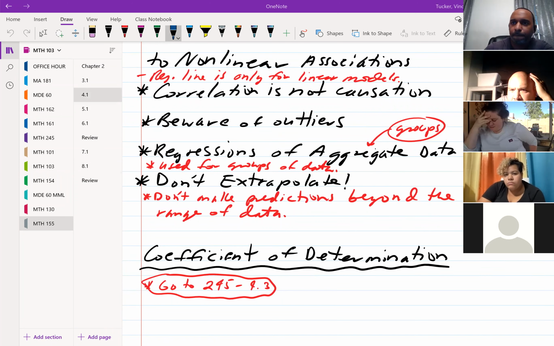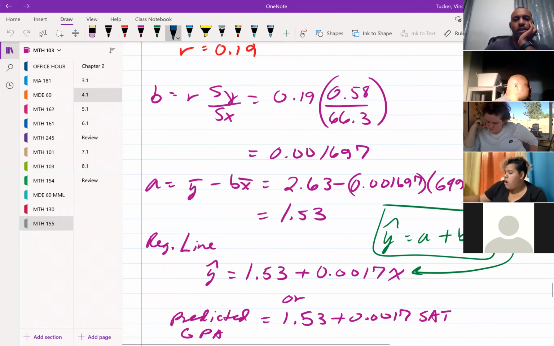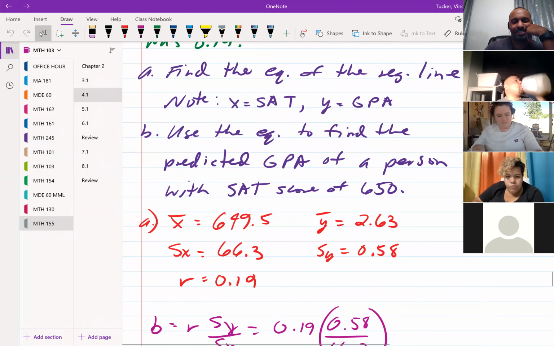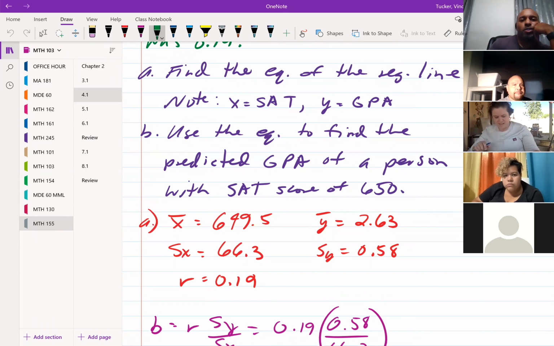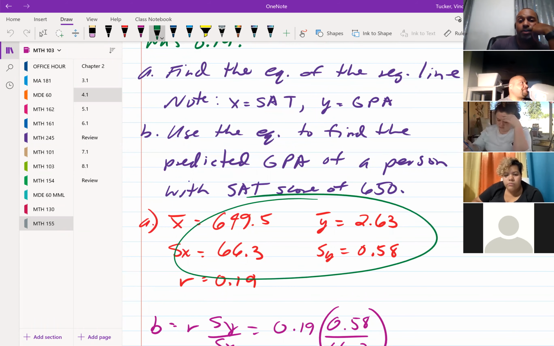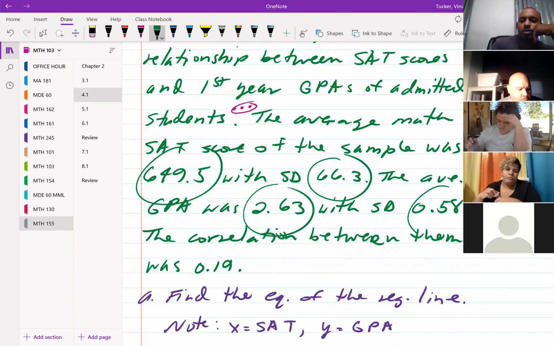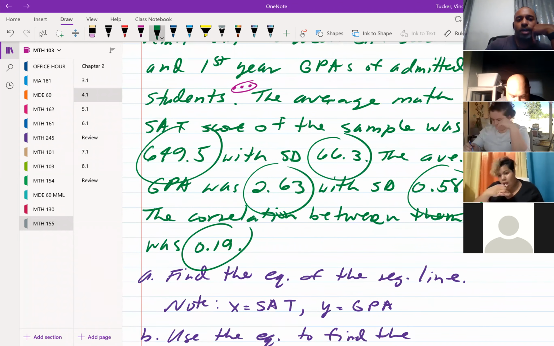I'm still a little lost about the question you put up there about the SAT scores and GPAs. Okay. Let's go back right here. I think I was so busy copying down everything, I didn't really understand how you got everything. Okay. So going here, these values, we didn't get them, they gave them to us in here. Okay. So that's where we got those values.